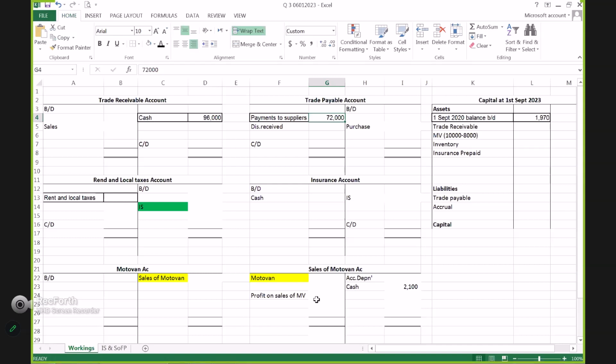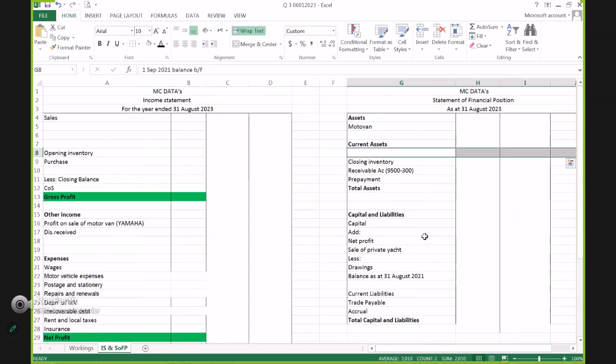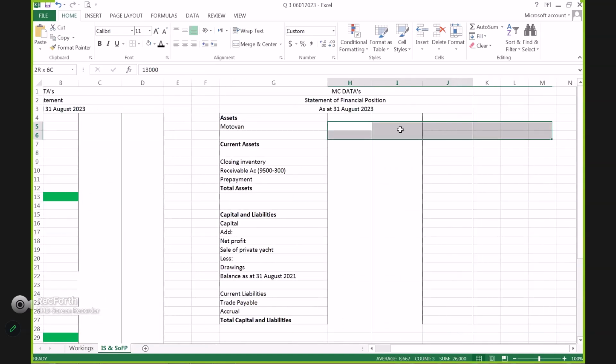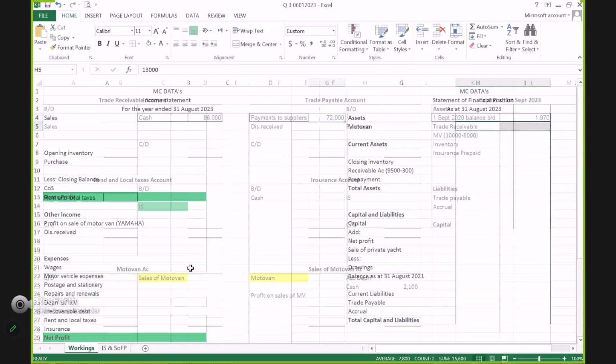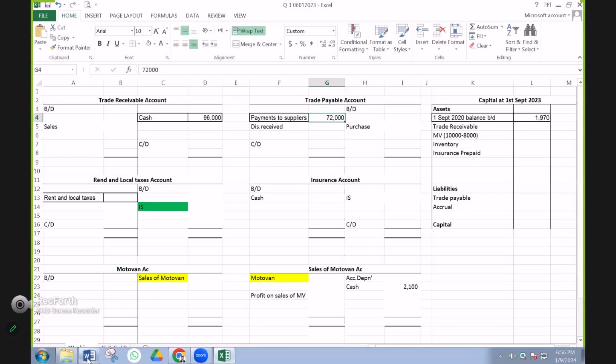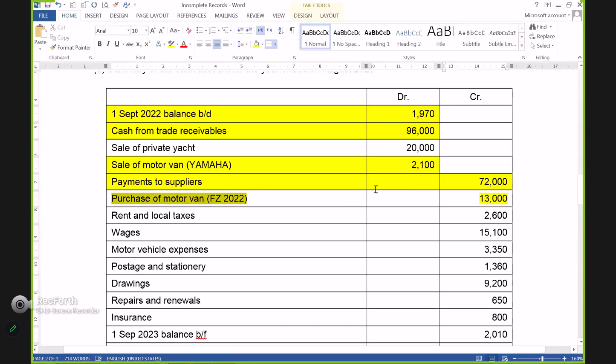Purchase of motor van. So you can put the motor van. Okay, we will see later. There are some workings there, we will see that later also. Okay, purchase of motor van.